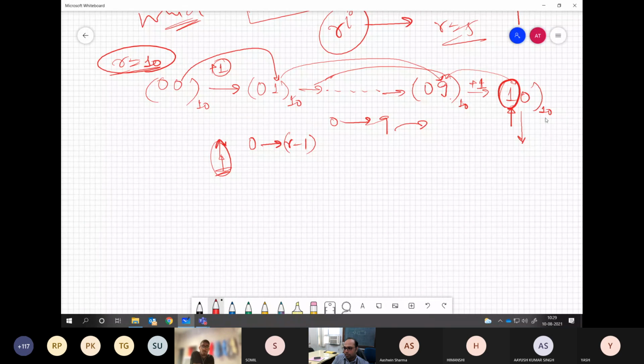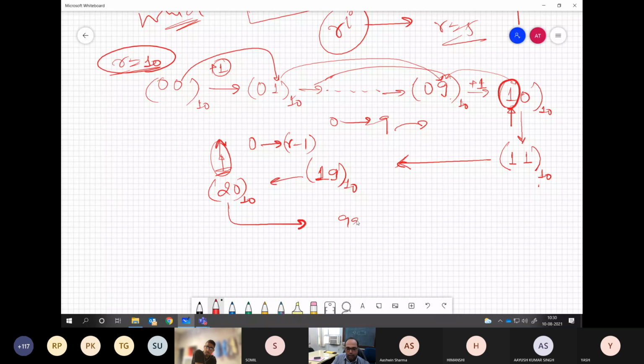Fine. So now the next number, if you want to increment, it would be 1 1. And so on, it will go on up to, let's say, 1 9. Now what after that? Then the second significant bit will change. It will change to 2 0. And so on, if you reach up to 9 9, then?